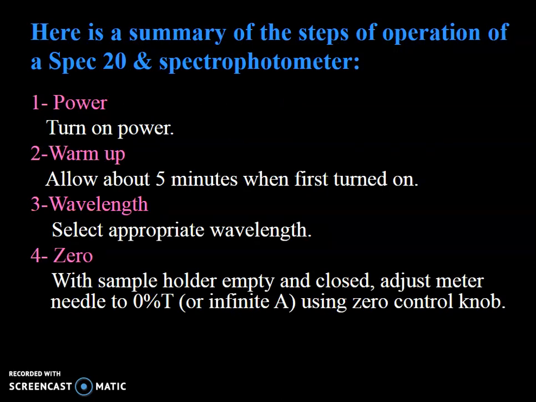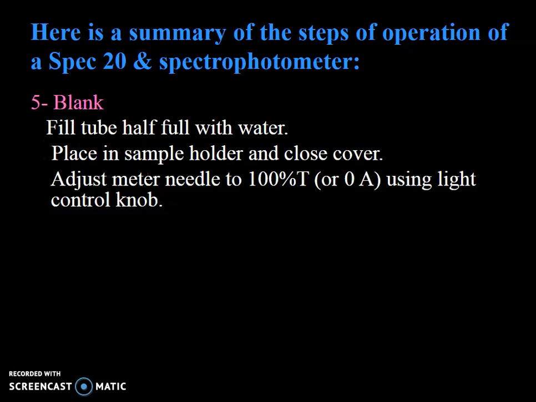So here is a summary of the steps of operation of the Spec. Power: turn on the power and allow about 5 minutes to warm up when first turned on. Then wavelength: select the appropriate wavelength. Then zero with the sample holder empty and closed, and adjust the meter needle to 0 percent transmittance using the zero control knob. Now blank: fill the tube half full with water, place it in the sample holder and close the cover. Adjust the meter needle to 100% transmittance or 0 absorption using the light control knob.